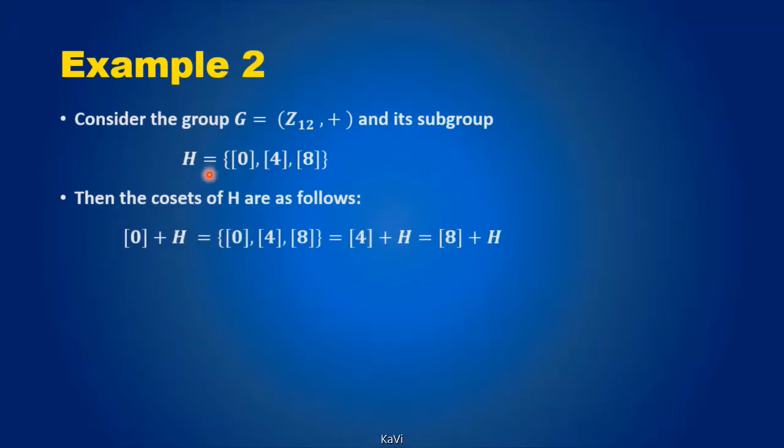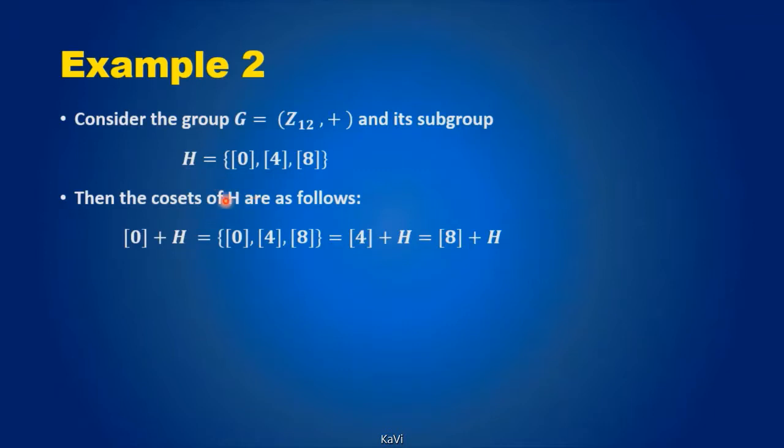First, you are taking an element from H itself. From H means you are having 0 here. So 0 plus H will be 0, 4 and 8. As H is a subgroup, you take any element from this set and you operate on these elements. It will result in that H, the set H itself.